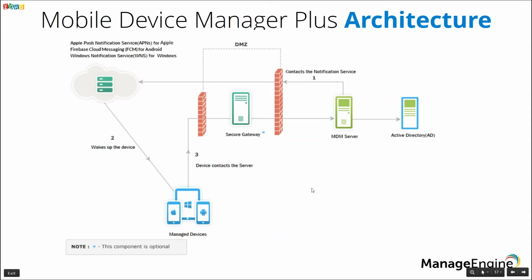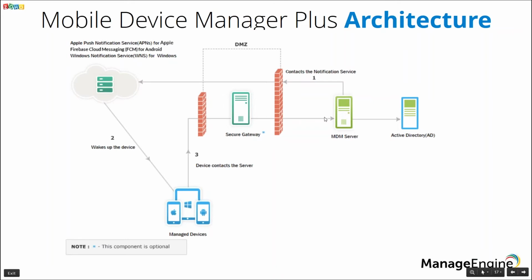When you initiate a command, let's assume I would like to find out the location of a Windows laptop, or I would deploy an application to a MacBook. As an administrator, I will initiate that command from the MDM console, which in turn will be sent to the notification services. If I would like to find out the location of a Windows 10 laptop, the Windows notification service will receive this command from the MDM, which in turn will wake up the end device using the UDID or the serial number, which in turn will contact the MDM server.